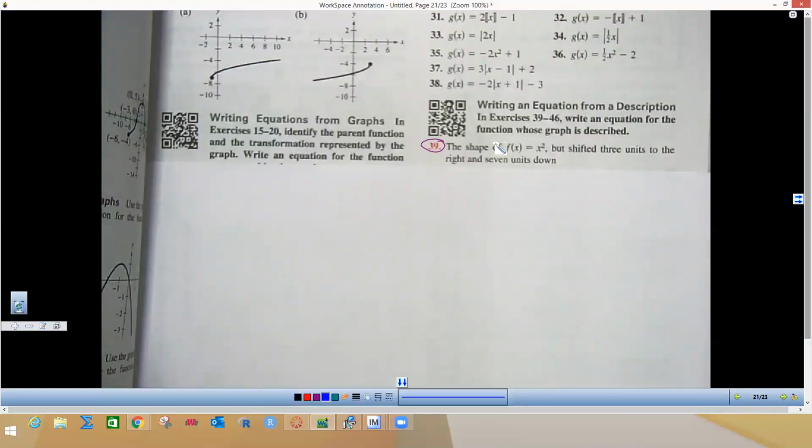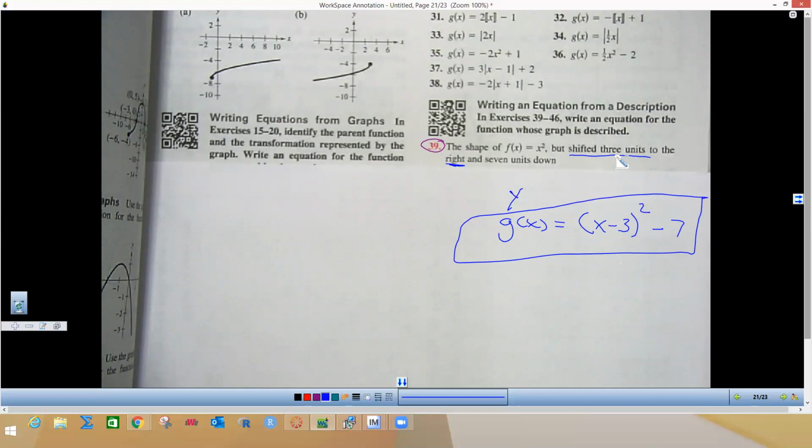39. It says the shape of f of x squared is the function we're dealing with. We're going to write the equation described by this. So it says shifted 3 units to the right. So that's horizontal shift. So what that tells me is I can use y. I'm going to say g of x. It doesn't matter. So I'm going to have in parentheses, now this says right, so I got to do the opposite of positive, which is negative 3. I got to put that with the x and square it, and then it says 7 units down. So I stick a minus 7 on there, and that's the equation we're looking for right there. So we already did some of those earlier from a picture.